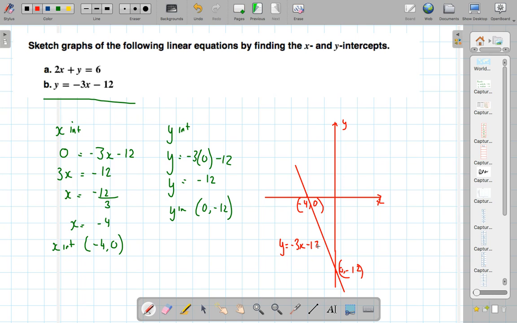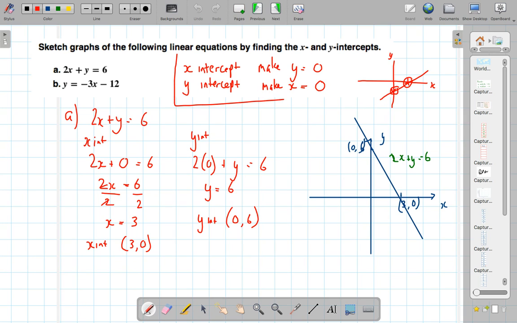So there's an introduction to sketching linear graphs using X and Y-intercept. Using those two really important rules, X-intercept make y equals 0, Y-intercept make x equals 0, solve the equations, and that'll give you your two intercepts.